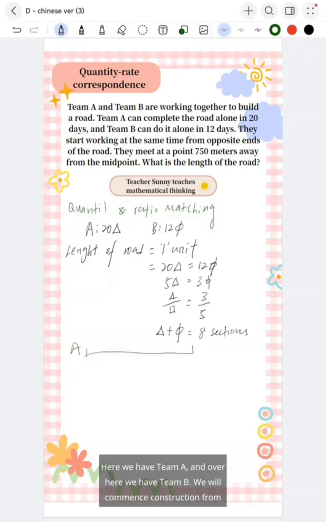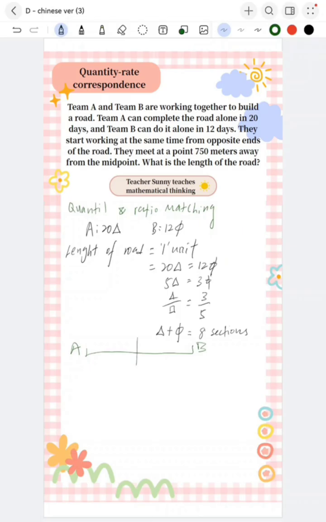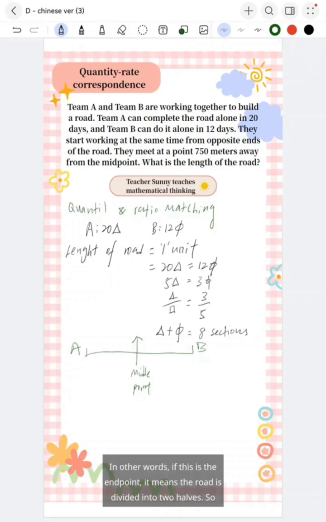Here we have Team A, and over here we have Team B. We will commence construction from both of these ends. And what about this area here? This is the midpoint. If this is the midpoint, it means the road is divided into 2 halves. So this side is half of the road, and the other side is the other half.